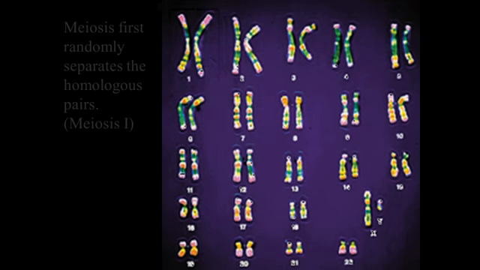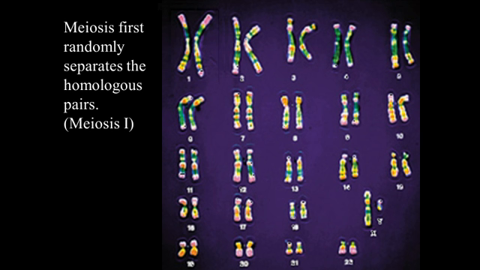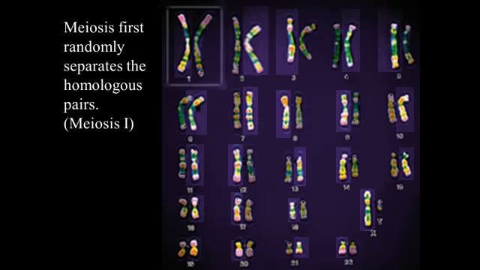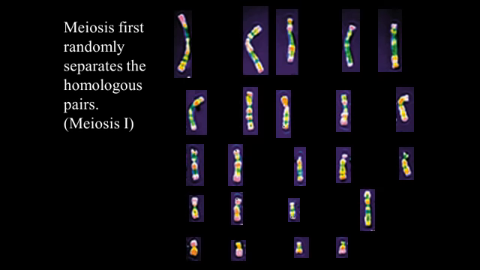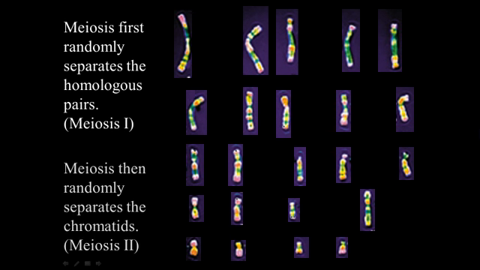Okay, so what happens in meiosis? Well, the first thing it does is it randomly separates the homologous pairs. So each of these is split apart. Now instead of having 46 chromosomes, 23 pairs, we now just have 23 individual chromosomes. So this is one of the pairs from chromosome 1, one from chromosome 2, and so on. Then meiosis randomly separates the chromatids, so each chromatid from these then goes into its own cell.